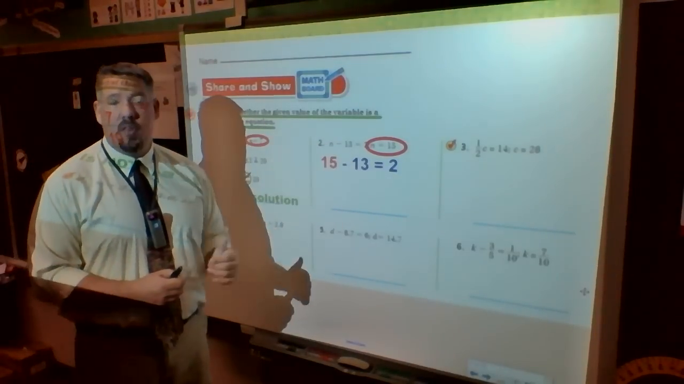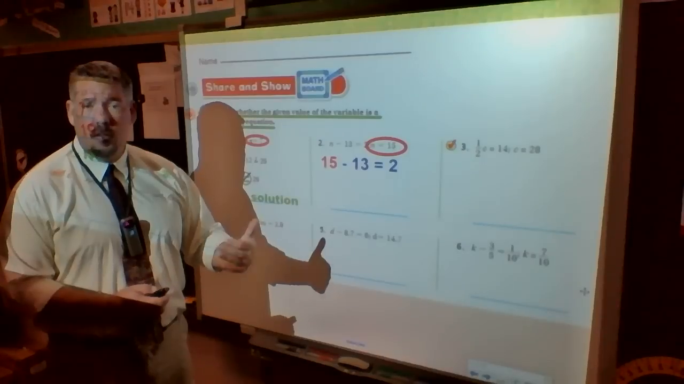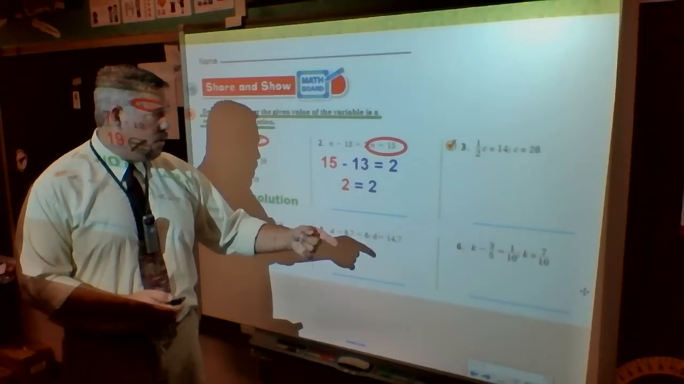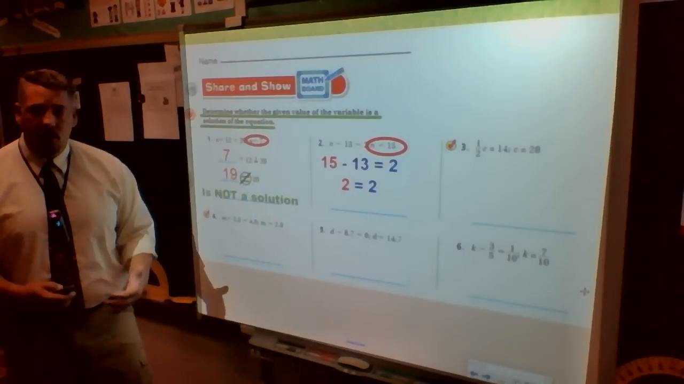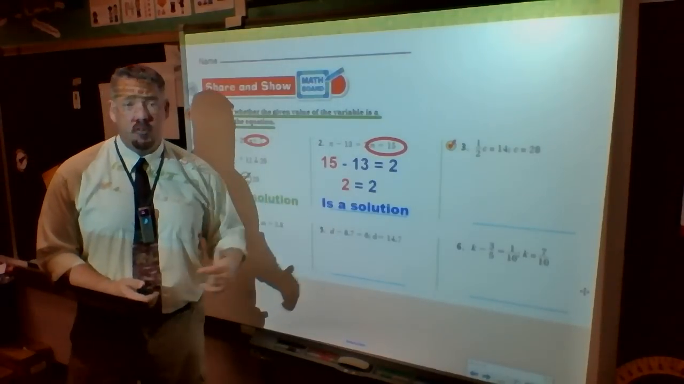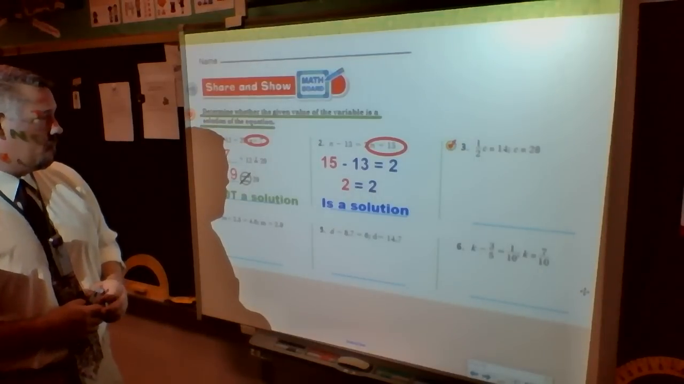Then I solve for the information that I have now. 15 minus 13 gives me what? Gives me 2, right? And so therefore I know I have 2 equals 2, and therefore my answer is not 2, it is a solution. That's my answer to my question.